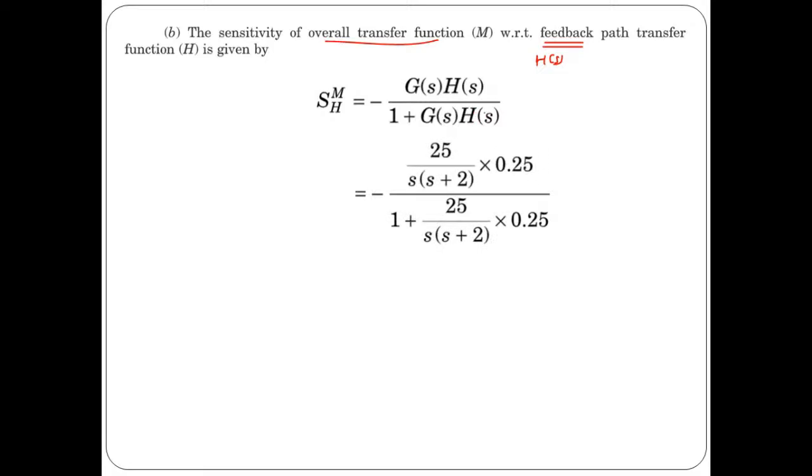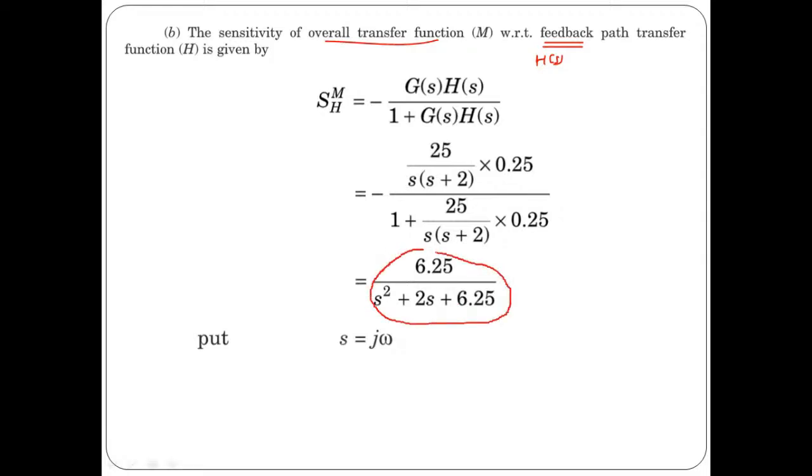Now what we need to do? Put the value of g of s, h of s in this equation. Solve it. You will get this as an output. Now again we need to calculate the sensitivity at omega equals to 1 radian per second. So for that we need to represent this particular equation in terms of omega. So we need to replace s by j omega.